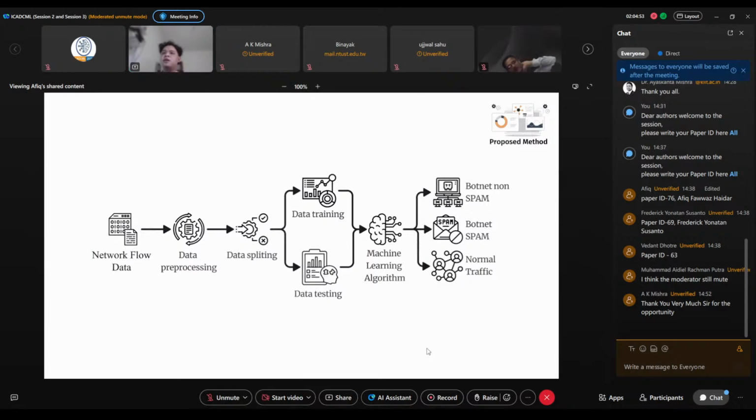The next section is an explanation of the method we propose to achieve the goal of this research. Here is the architecture of our proposed method. We use the CTU-13 dataset from NCC2, which contains bidirectional network flow data for botnets. The process starts with pre-processing, including data labeling, encoding, and feature selection to prepare the dataset. After that, the data is split into training and testing sets to ensure balanced representation. Finally, we apply multiple classification algorithms to analyze the data and generate classification results.